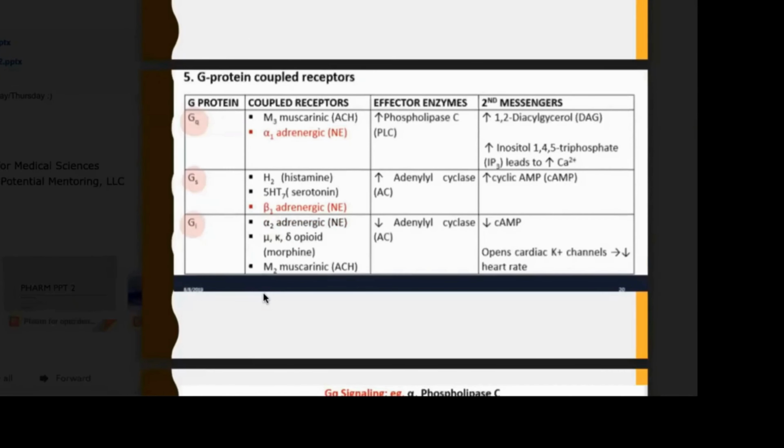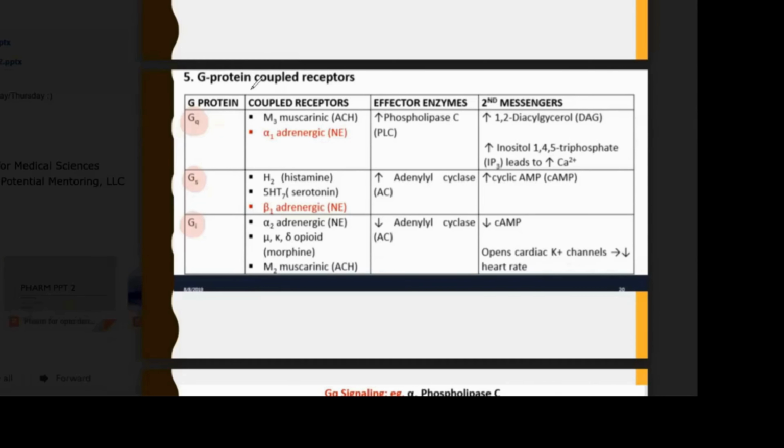Again, this is talking about G protein coupled receptors. The main ones are GQ, GS, and GI. We already talked about some of the alpha and beta receptors. M3 and A1, we said were the ones that use the Q. GS, we talked about the beta 1. And then GI, we talked about the M2, the M4, the A2, but there are some other ones on here as well.